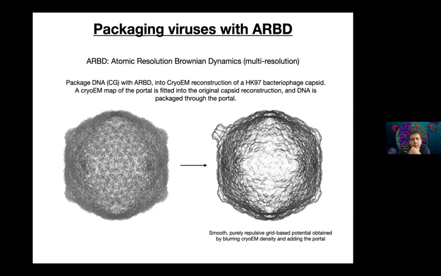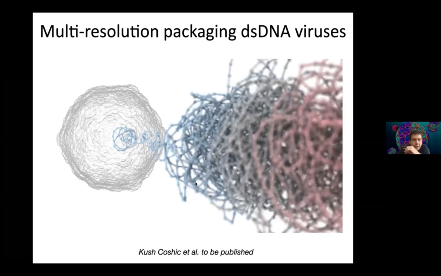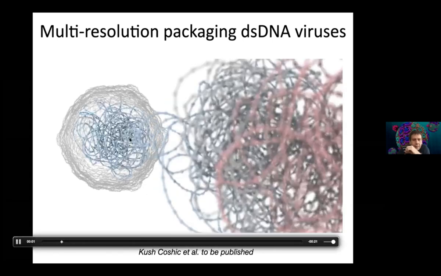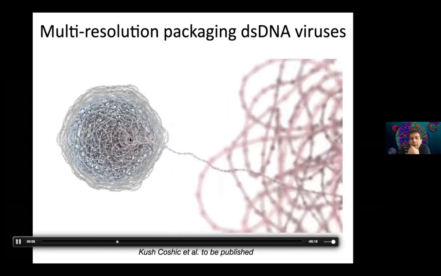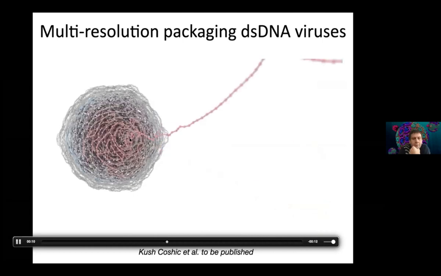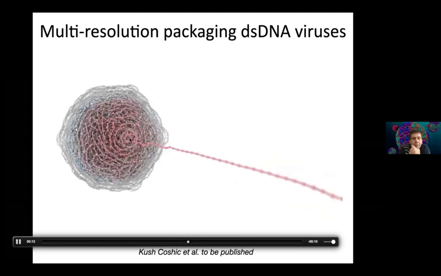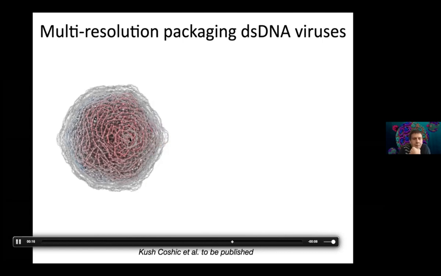And this is how our multi-resolution DNA molecule came in handy. We basically use whatever we developed for origami to simulate packaging of DNA. So there's a portal, and we apply forces to DNA, and we package it. So that was 38,000 base pairs going into the capsid.